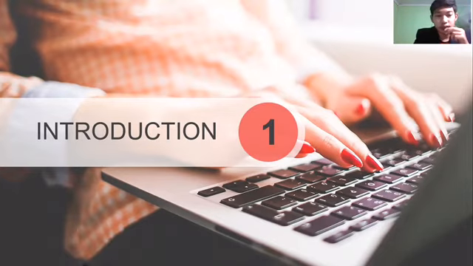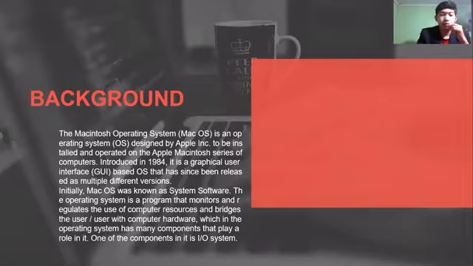Okay, this is the introduction. The background of Macintosh: the Macintosh operating system, or macOS, is an operating system designed by Apple Inc. to be installed and operated on the Apple Macintosh series of computers. Introduced in 1984, it is a graphical user interface, or GUI-based OS, that has since been released as multiple different versions. Initially, macOS was known as System Software.